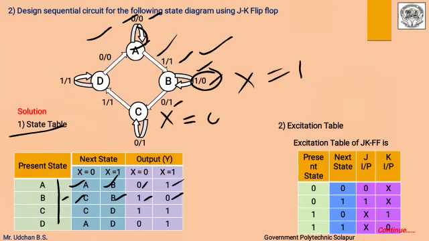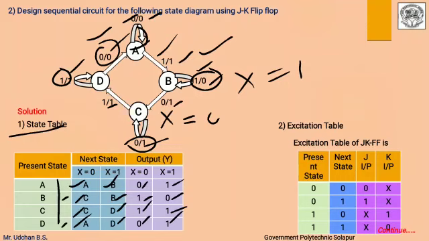Similarly I will write for state C. When x is 0, it remains in that state only. When x is 1, it goes to state D. When x is 0, the output value is 1. When x is 1, the output value is also 1. Similarly I will write for state D. When x is 0, it goes to state A. When x is 1, it remains in that state only. When x is 0, the output is 0. When x is 1, the output is 1. So this is how I can prepare the state table.